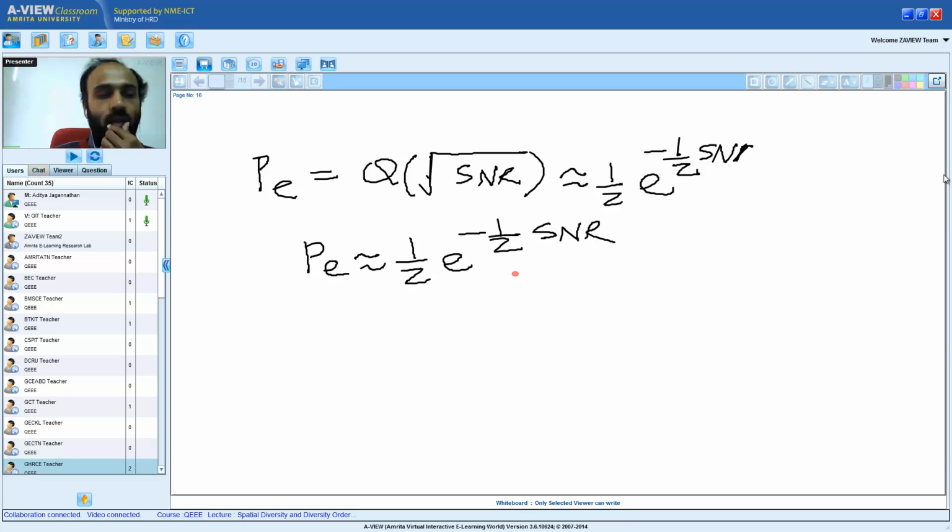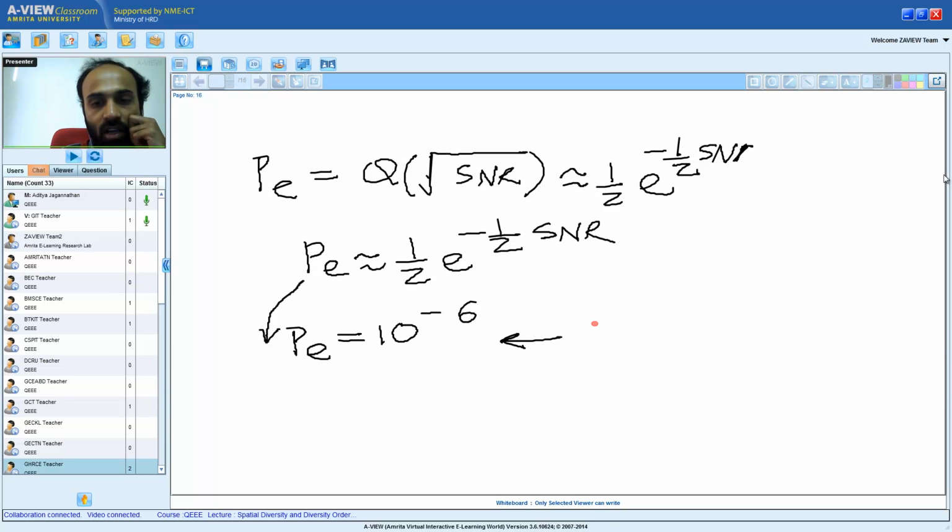Now let me ask you a basic question. Let us do a simple example. Say I want a probability of error P equal to 10 to the power of minus 6. That is, I want a bit error rate of 10 to the power of minus 6. What is the SNR required? Can someone quickly answer this question? What is the SNR?